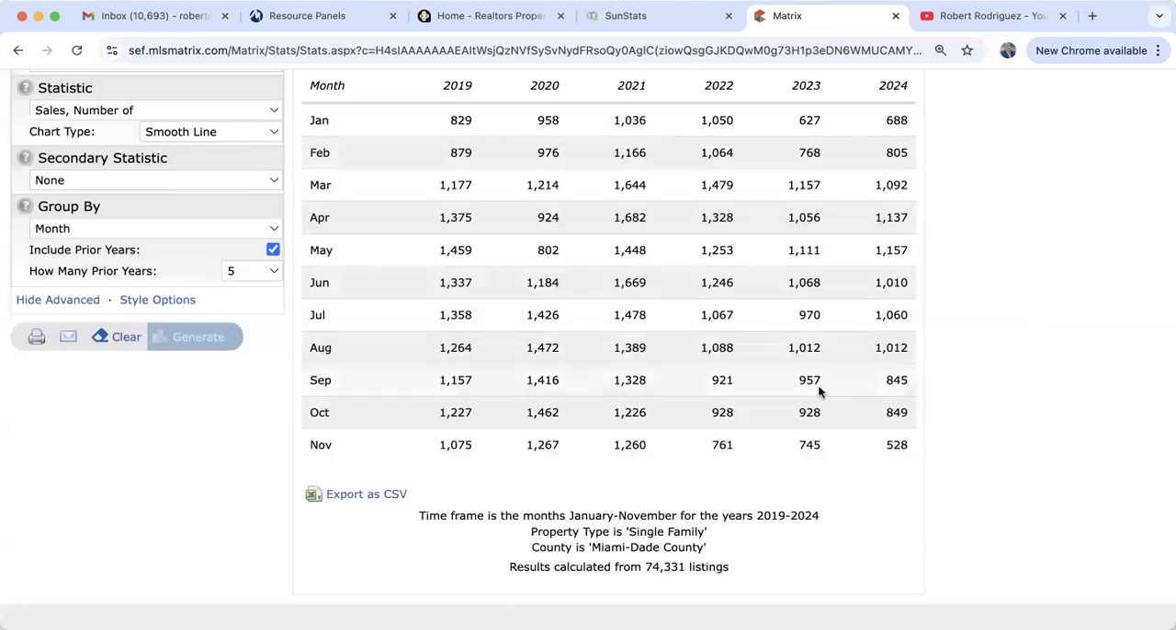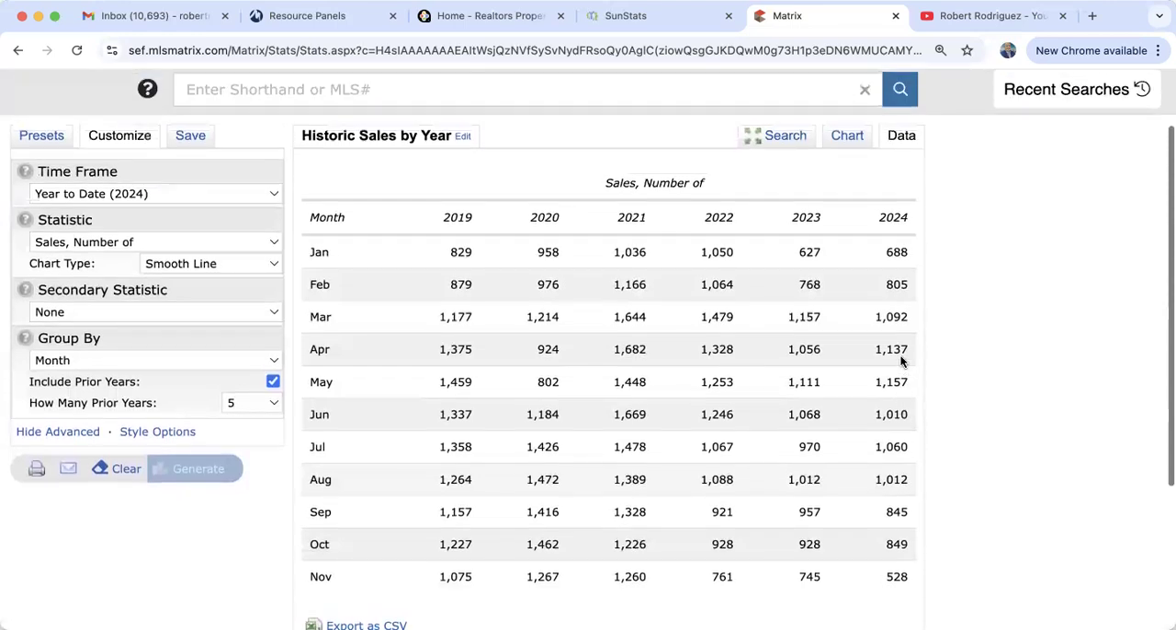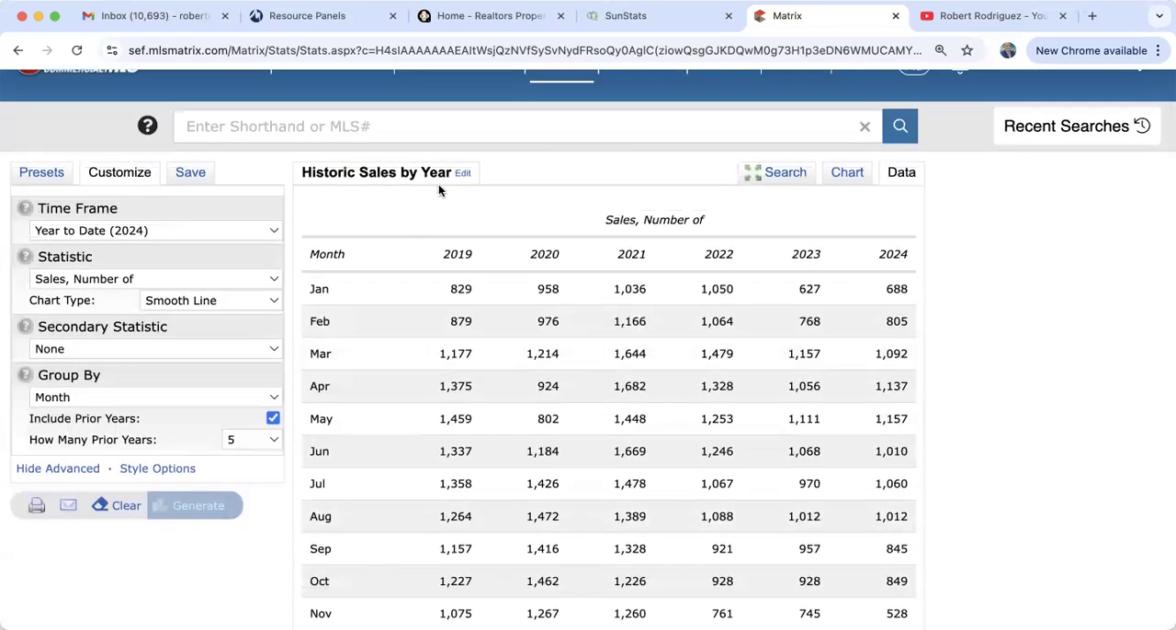During those COVID years, we're looking at 1,644 units sold, 1,682. So we were selling condos like hotcakes. That's not the case anymore. We're hovering over 1,000 or just under 1,000 units sold. And that is how you can tell the historic sales by year of single family homes and condos.